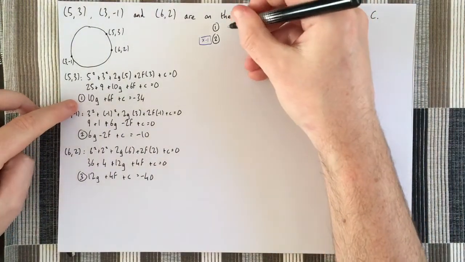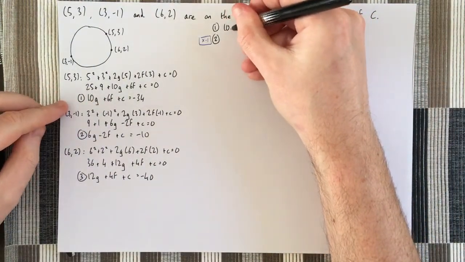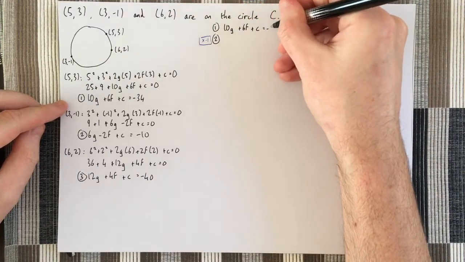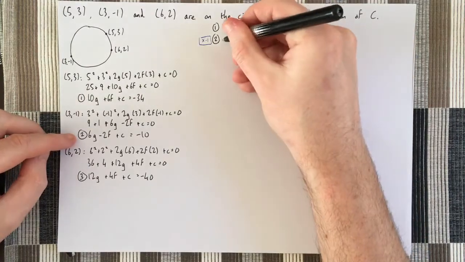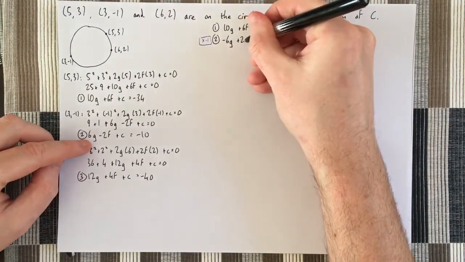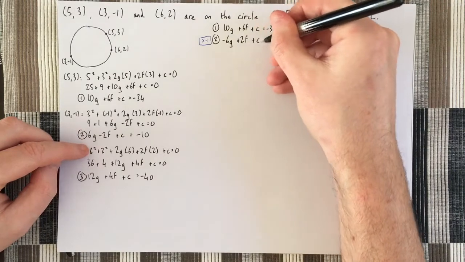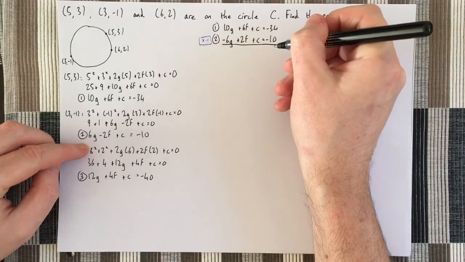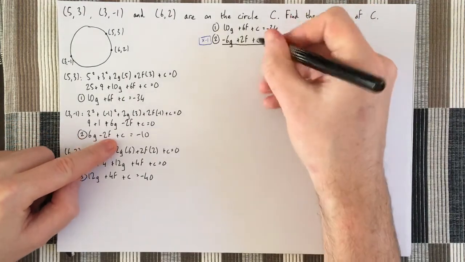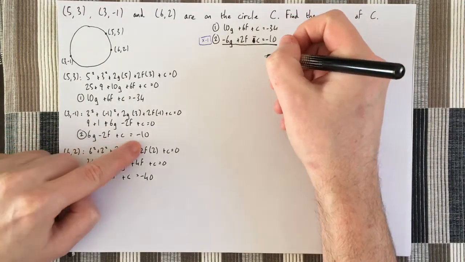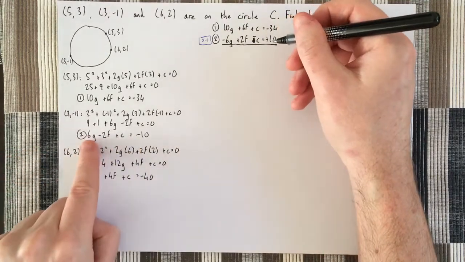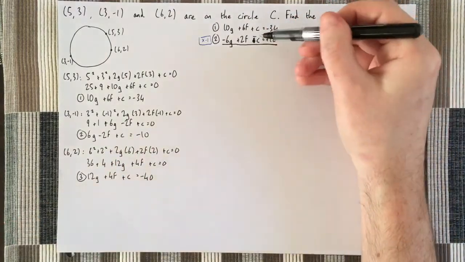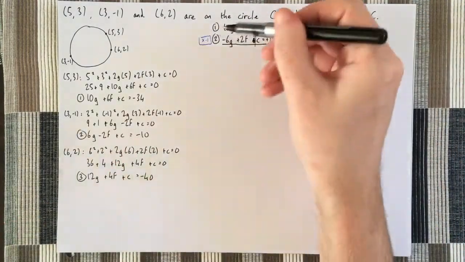So equation 1, I'm not changing that. So 10g plus 6f plus c equals minus 34. Equation 2 then, minus 6g plus 2f minus c, sorry, that should be minus c. And then that should be plus 10. So I'm multiplying across with minus 1. So minus 6g plus 2f minus c and plus 10. Sorry. So I've got c minus c, so they cancel.